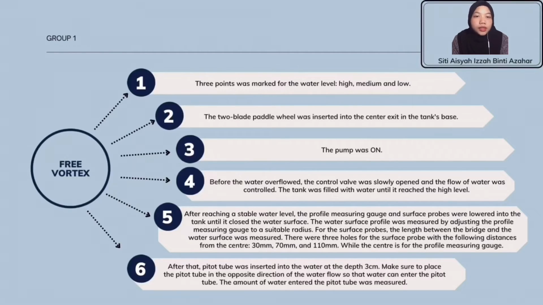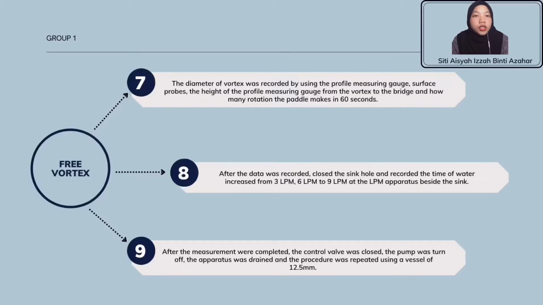Number 6, after that, a pitot tube was inserted into the water at a depth of 3 cm. Make sure to place the pitot tube in the opposite direction of the water flow so that water can enter the pitot tube. The amount of water that entered the pitot tube was measured. Number 7, the diameter of the vortex was recorded by using the profile measuring gauge, surface probes, the height of the profile measuring gauge from the vortex to the bridge, and how many rotations the paddle makes in 60 seconds.